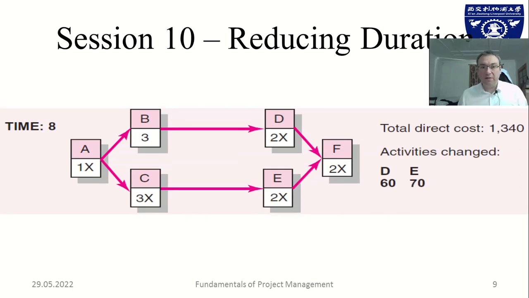Going further, we need to crash both activity D and E for an additional cost of 130, running up to 1,340 currency units with a maximum crash of 8 days. We could crash B, but it would not contribute to actually shortening the project because everything else is already crashed to the maximum.